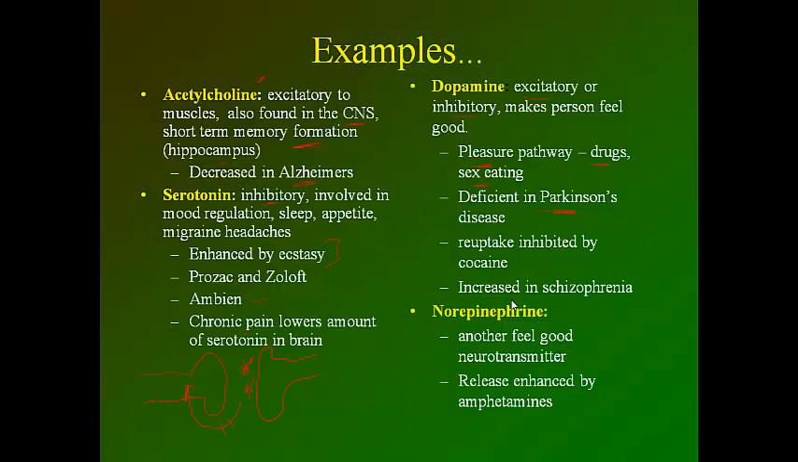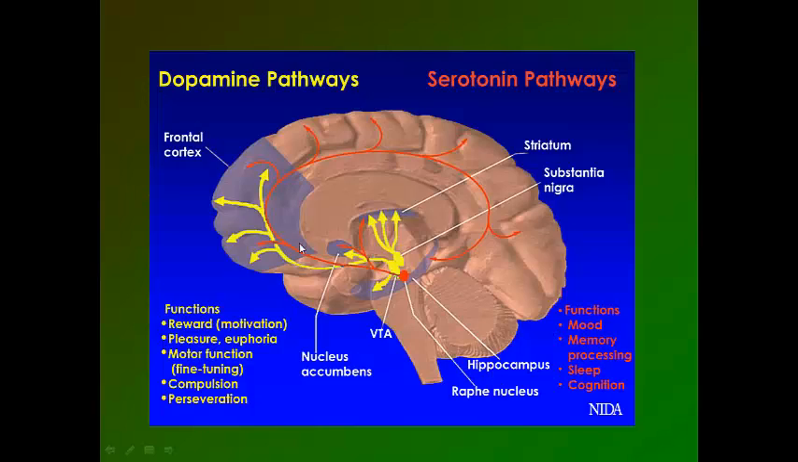Norepinephrine is another neurotransmitter that makes us feel good. When you take amphetamines, it increases the effect of norepinephrine. Here's the pleasure pathway I talked about. So when someone does something that makes them feel good, and it doesn't have to be illegal drugs, it can be just something that makes you feel good, this pathway, again, you have synapses through neurons through this pathway that make you feel good.